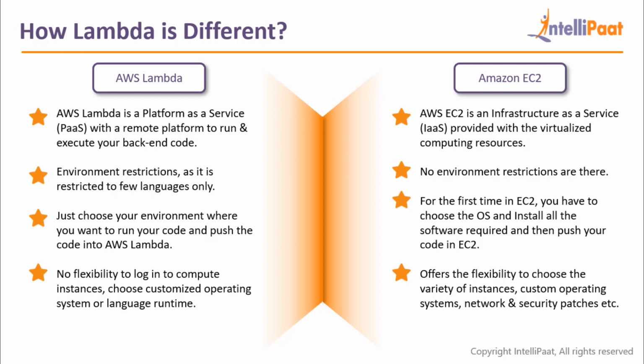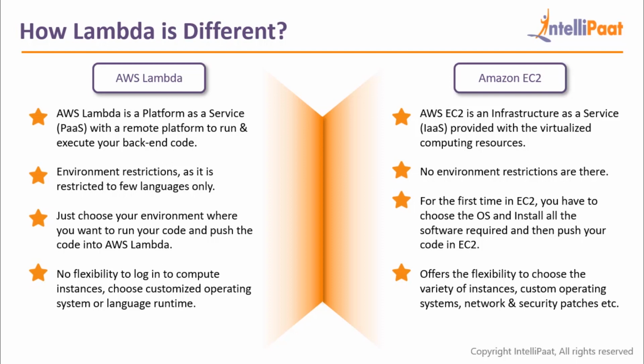And then in Lambda, you can choose the environment like Node.js or .NET and push your code into it, but not in EC2. In EC2, you have to decide the operating system and then install all the required software, and then you have to upload your code or code internally and then execute. And then moving on, Lambda does not provide you the luxury of choosing the OS and runtimes, but in EC2 you can configure every single aspect like different instance types and security preferences. So this is what makes them different. I hope you understood the difference between these two services.